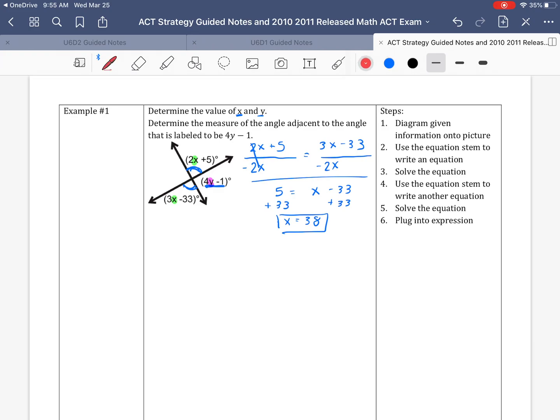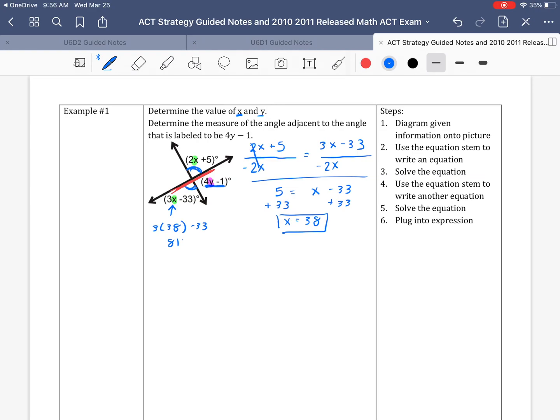Okay. Now, what I can realize is I have this straight line here, right? I can use x equals 38 and solve for that angle measure. 3 times 38 minus 33. I'm going to grab my calculator. 3 times 38 minus 33. I get 81 degrees, right?